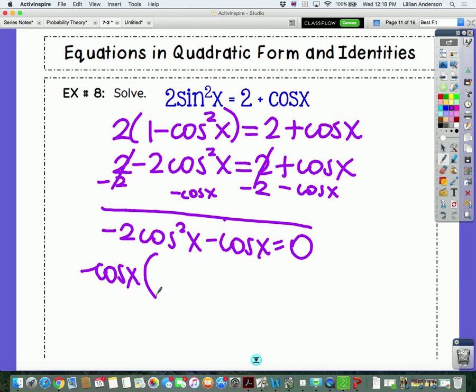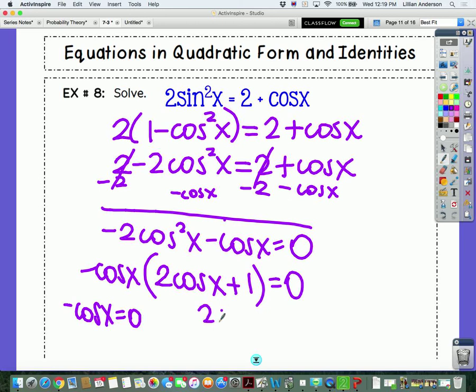Just be careful. When I take a negative cosine x out of a negative 2 cosine squared x, what am I left with? A positive 2 cosine. When I take a negative cosine x out of a negative cosine x, positive 1. Remember that 1 is still there, because if you end up factoring out one entire term, you still need that placeholder. Does it matter if you would have just taken out a regular cosine? If you took out a regular cosine, then both of these would have been negative, and then you'd just have the negative to deal with when you set them both equal to 0. So let's set them both equal to 0.